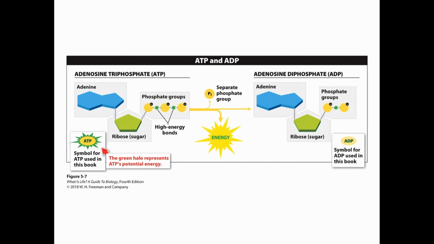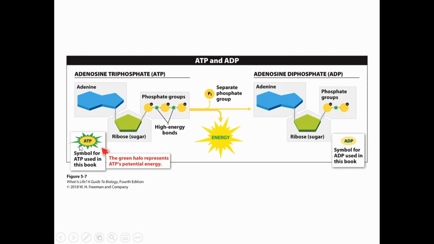So when we break a phosphate group off, so one of those phosphate groups separates, we're releasing all of that energy held between those bonds in that ATP molecule. We can use that energy to power other chemical reactions happening inside the cell. When we break that phosphate group off, we're left with adenine, the ribose, and only 2 phosphates, giving us the name adenosine diphosphate.